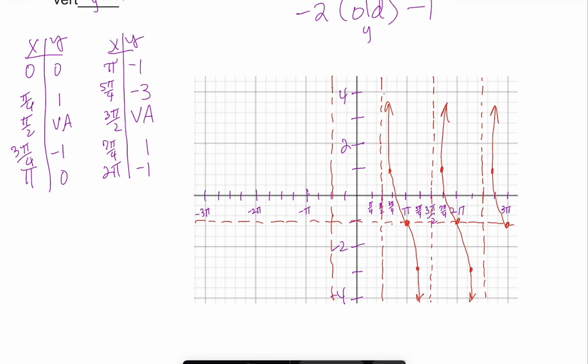So how many jumps were there between vertical asymptotes? 1, 2, 3, 4. So 1, 2, 3, 4. There's another one right there. Put it on. One, 2, 3, 4. There's another one right there. Put it on.